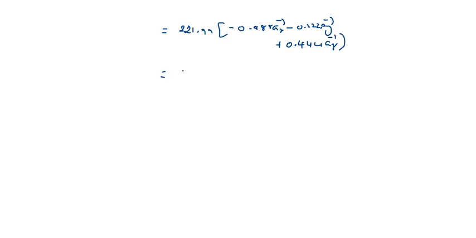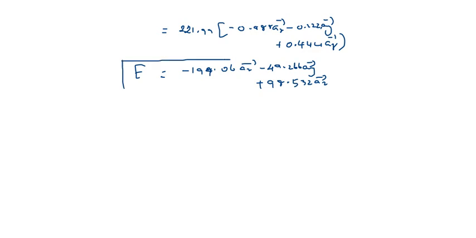After multiplying this, you will get minus 194.06 a x vector minus 49.266 a y vector plus 98.532 a z vector. So this is the value for the electric field.